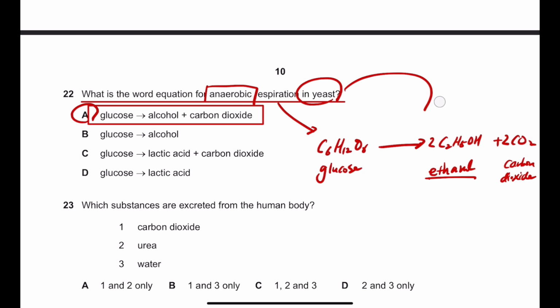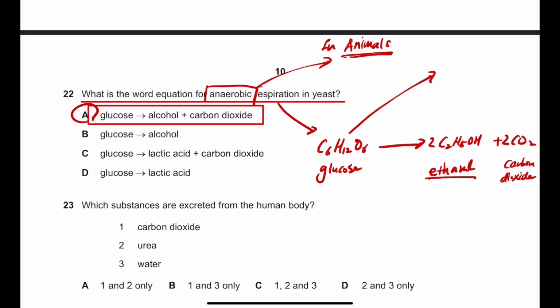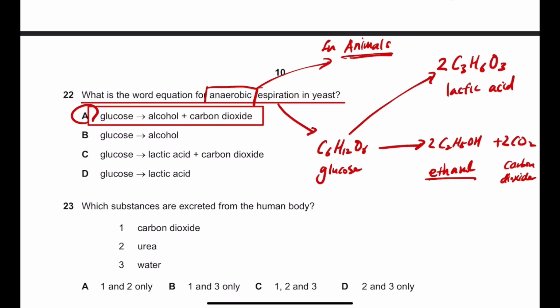Before we finish, let's talk about the anaerobic respiration in animals. So the glucose turns into lactic acid, which has a chemical formula of C3H6O3, and you just have to add 2 to balance the whole thing.